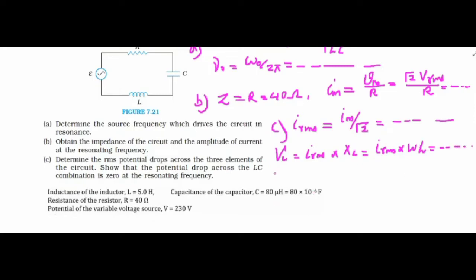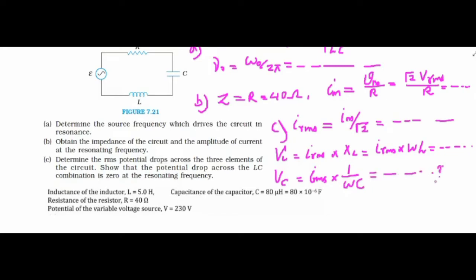The same method you can use to find VC also. VC is equal to IRMS into 1 by omega C, which will give you VC.